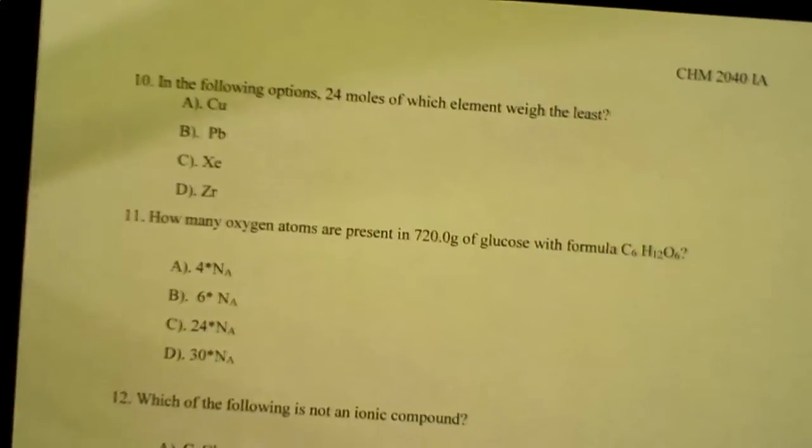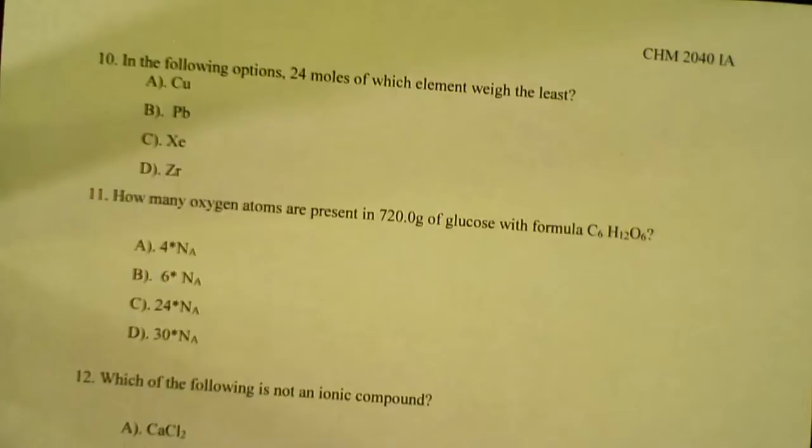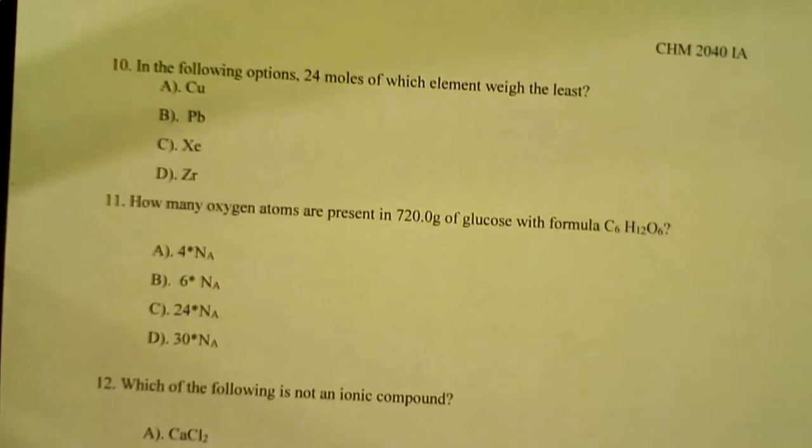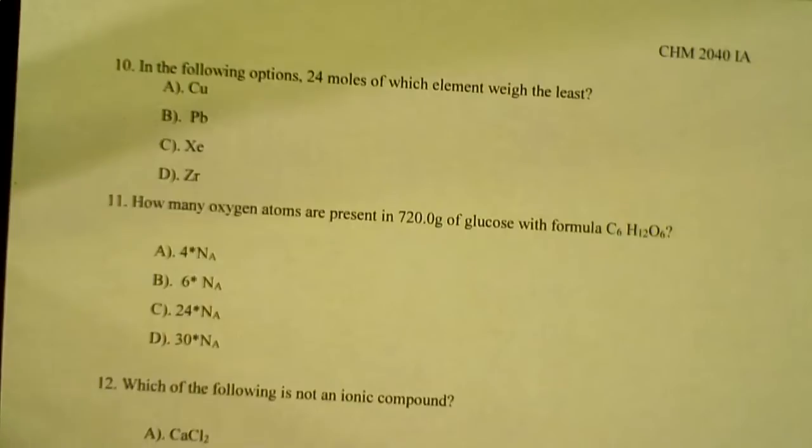So in the following options, 24 moles of which element weigh the least? So they are already given the number of moles. It's like a constant number for each of the elements. So atomic mass expressed in grams will be equal to the mass of 1 mole of that element, right?